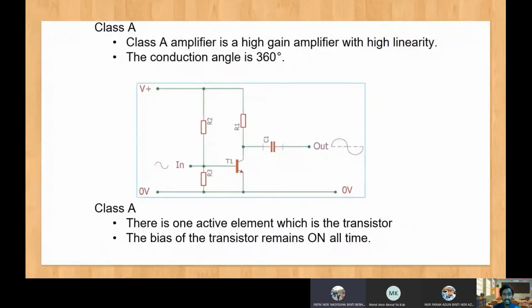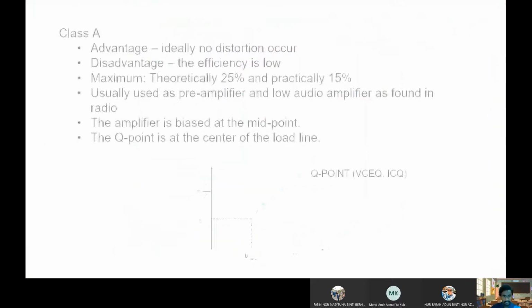Class A amplifier is a very high gain amplifier with high linearity. The conduction angle is 360 degrees. What is meant by conduction angle? It means the amplifier device remains active for the entire time and uses the complete input signal. Let us refer to the circuit given. From the circuit, we can see that there is only one active element, which is the transistor, and the bias of the transistor remains on all the time.